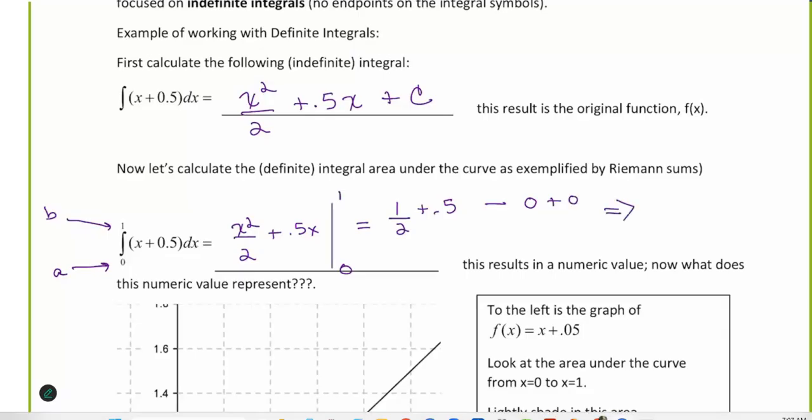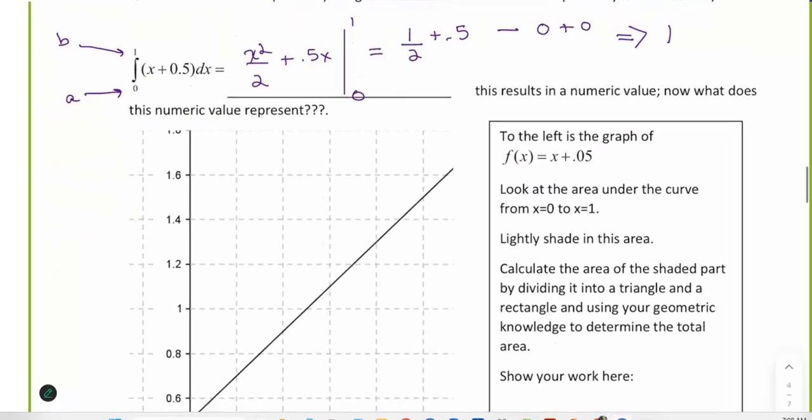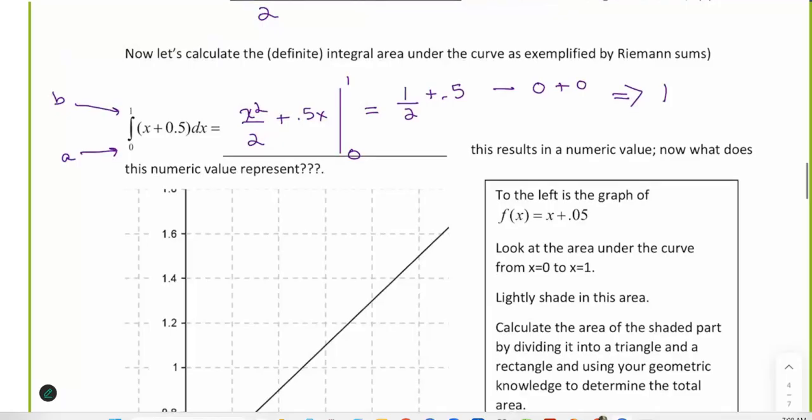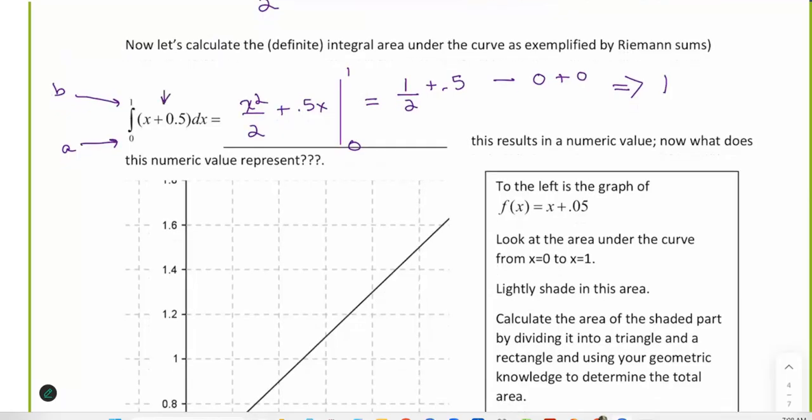So my end result is going to be 1/2 plus 0.5. And 0.5 is just 1/2. So 1/2 plus 1/2 is 1. Okay? So we're kind of doing what we did with Riemann sums to find the answer, but we're doing it using the integration tools we've just gone over. Okay, so how can we relate this? Well, isn't this x plus 0.5x? That's just a line. Okay, so this is just a line.